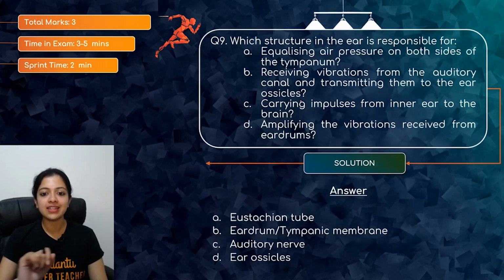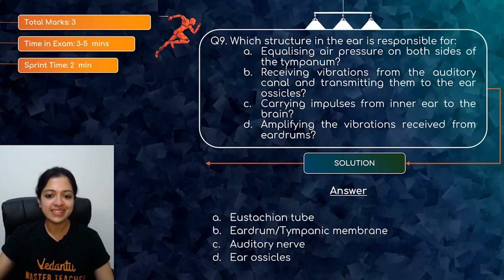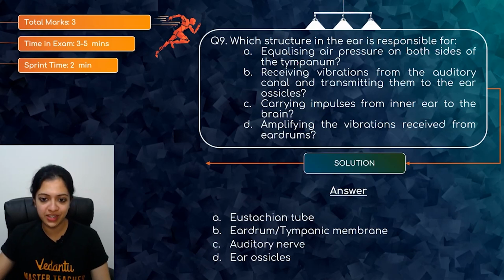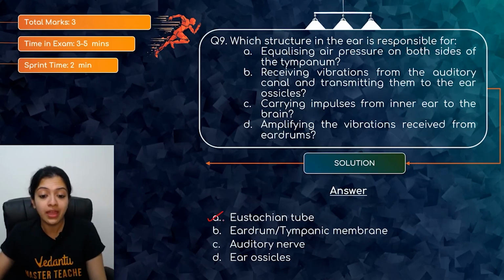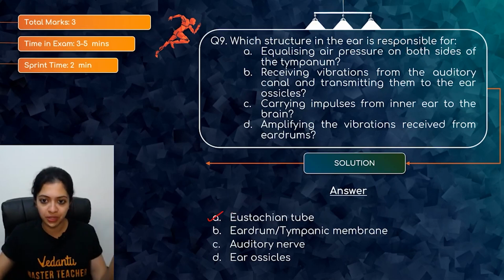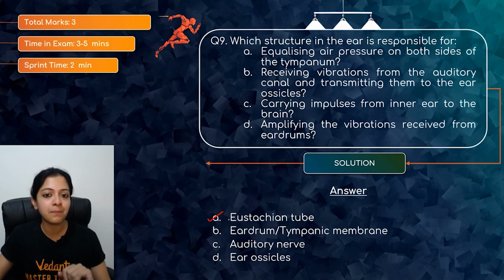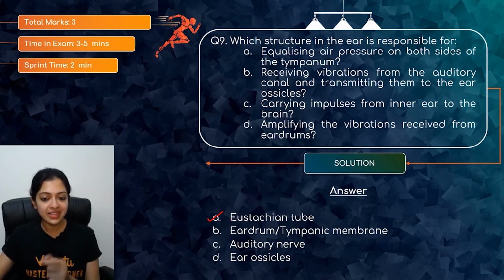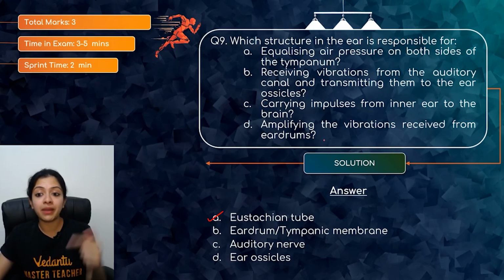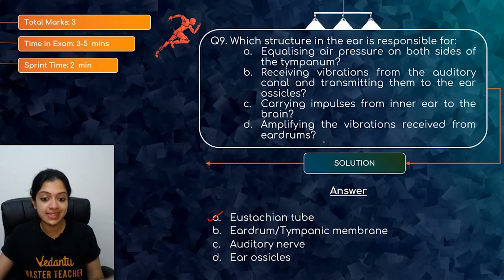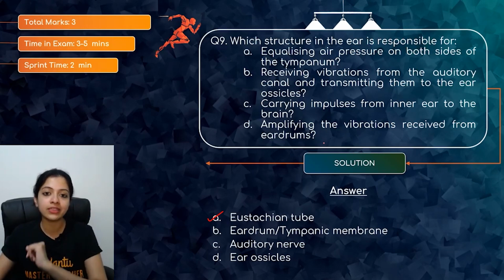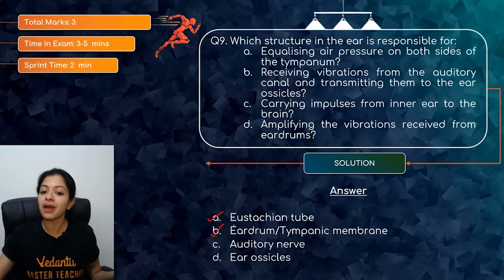All right, children, and your time is up. And of course, beyond doubt, the answer to the first question would be equalizing air pressure. I've told you, it's the eustachian tube, the eustachian canal, the tubular structure, which equalizes air pressure on both the sides of your tympanic membrane or the eardrum. Right? The second one receives a vibration from the auditory canal, transmits them to the ear ossicles. What is it? The connection between your external and the middle ear, which is the tympanic membrane, the eardrum itself.